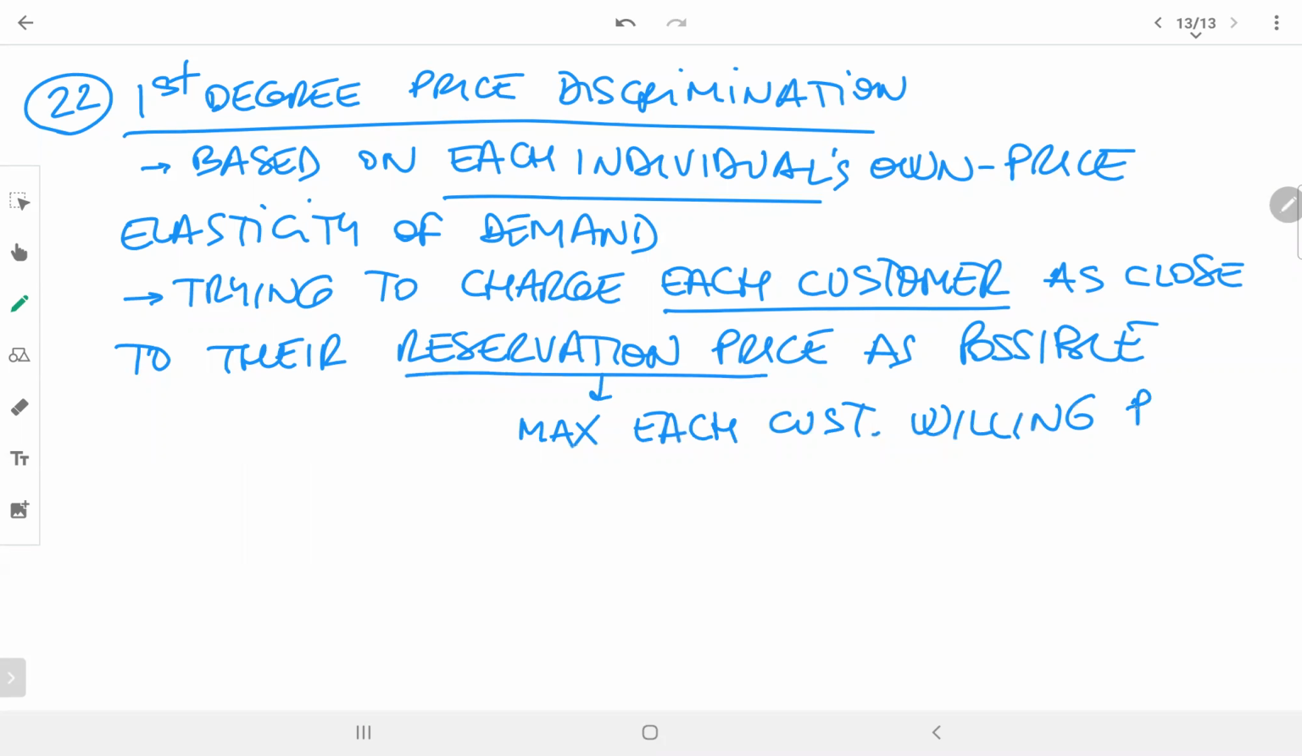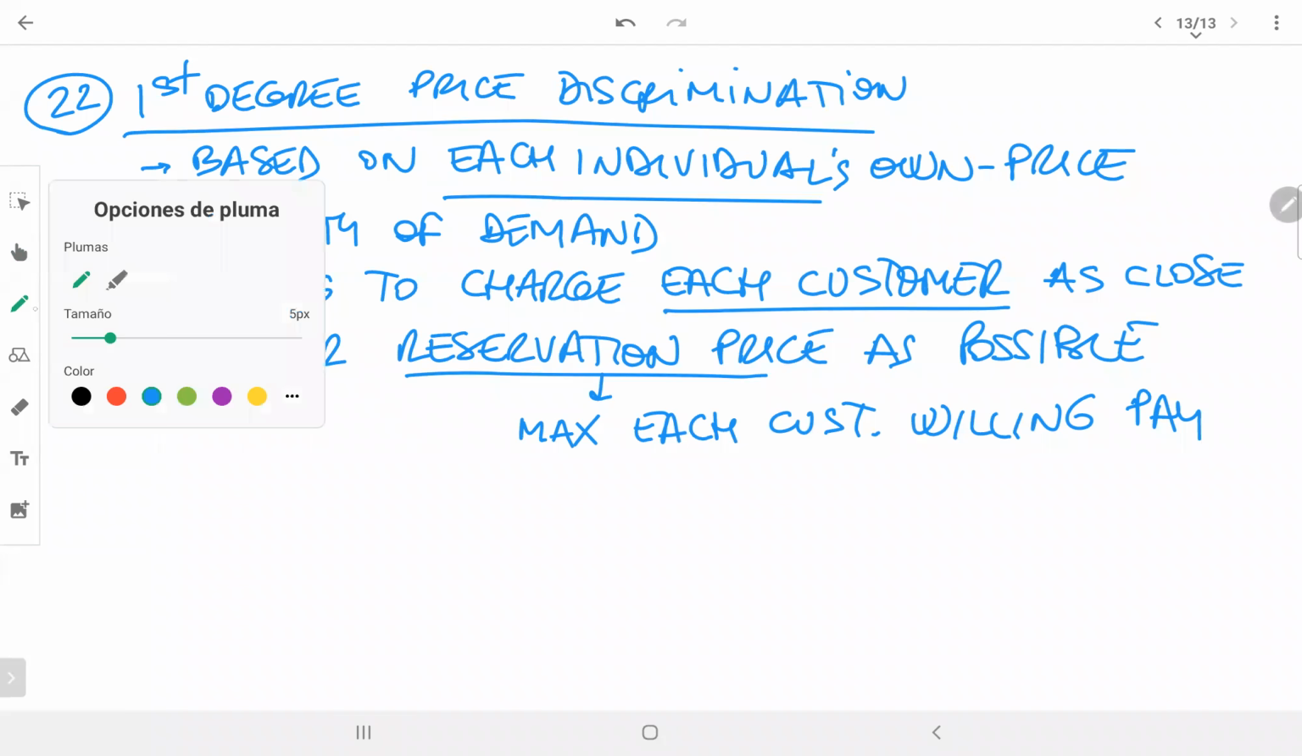My reservation price for one good will be different than any of you. You may be willing to pay up to, for a car, up to 50 grand, I may stop at 45, whatever that may be, okay? So first degree price discrimination, based on each individual's own price elasticity of demand. We're trying to charge each customer as close to the reservation price as possible, so as close to the maximum they're willing to pay as possible.